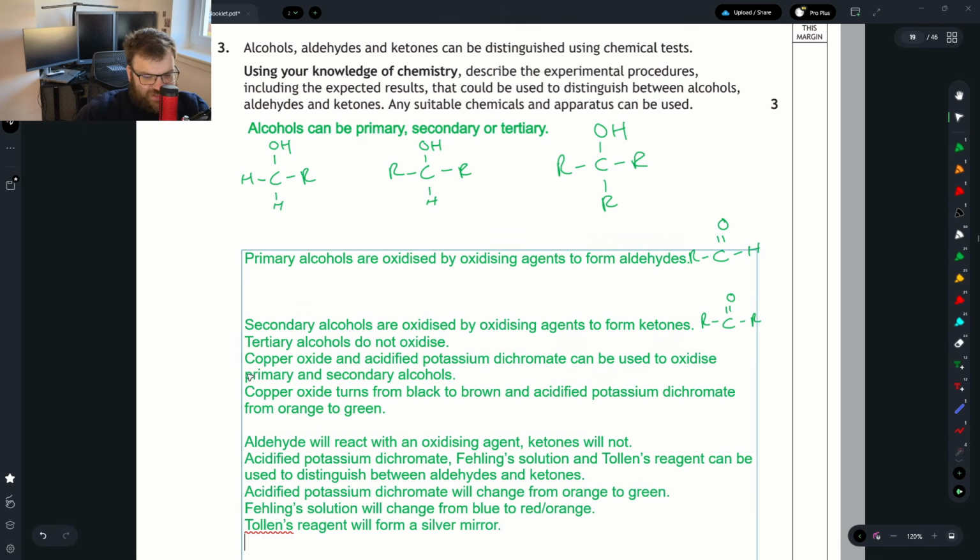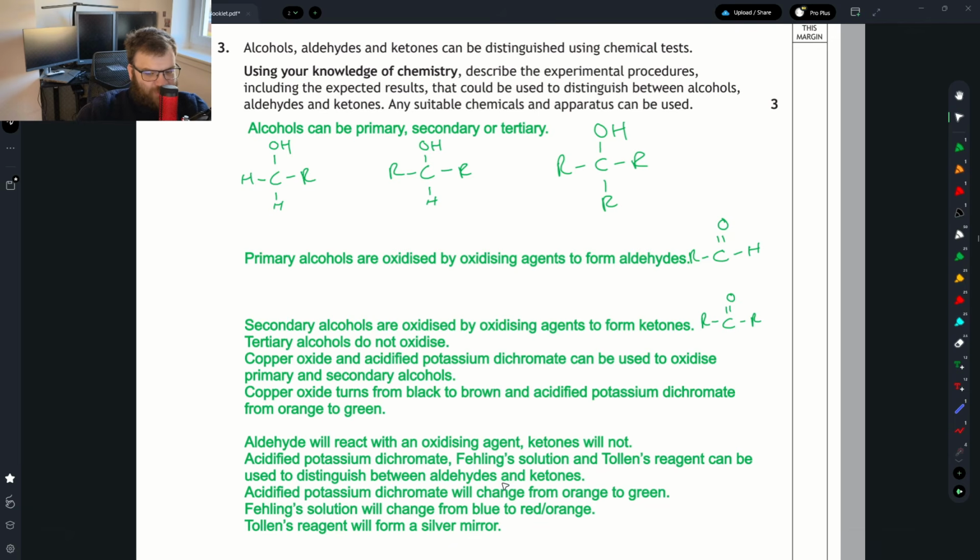In terms of colour changes, acidified potassium dichromate again changes from orange to green. Fehling solution is the one that goes from blue to brick red or red orange, and Tollens reagent will form a silver mirror when it reacts with that.